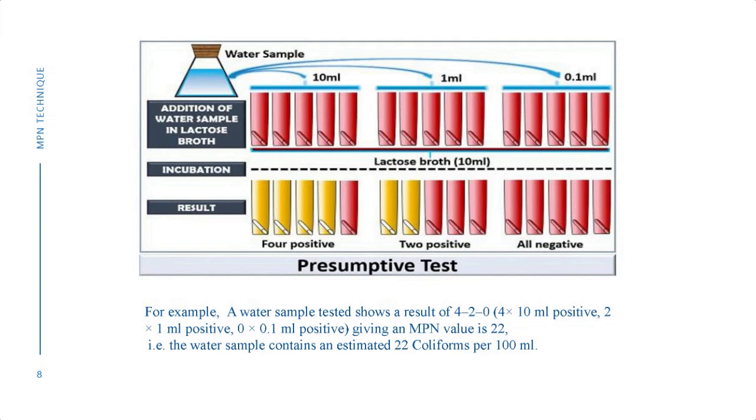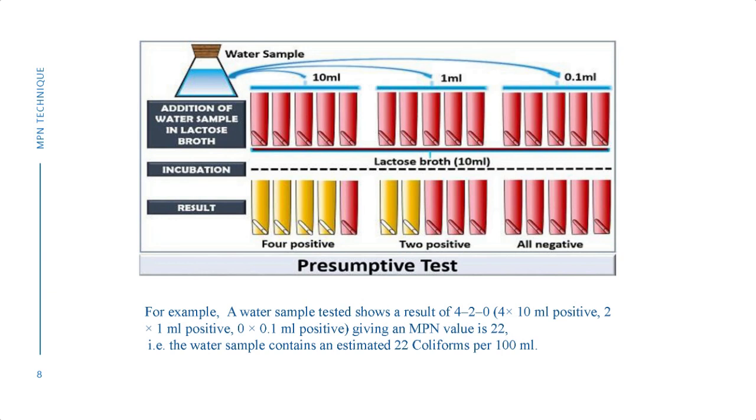How to check the result? See this image. After incubation, the color change will appear. In the 10 ml test tubes, 4 positive reactions. In the 1 ml test tubes, 2 positive reactions. And in the 0.1 ml test tubes, there is no reaction. So the result is 420.